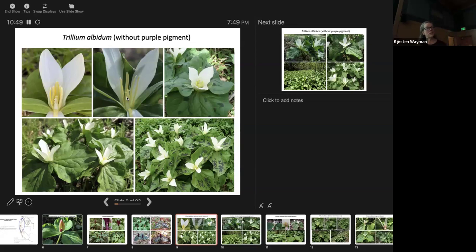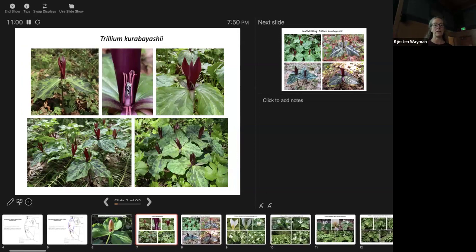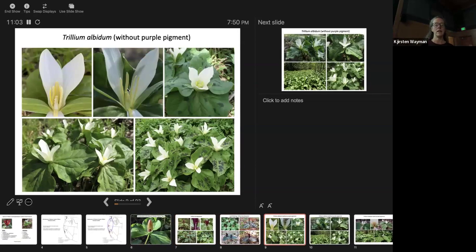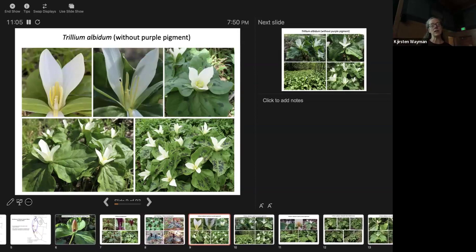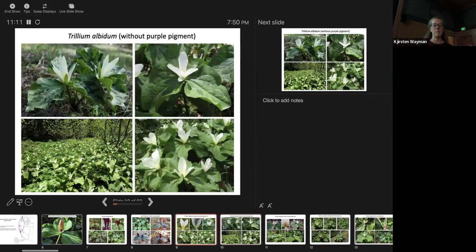One thing you notice in terms of the orientation is that the stamens don't touch the ovary. They're kind of splayed out from the ovary. And that's to be distinguished from Trillium kurobayashii, where the stamens are pressed against the ovary. So that's one difference there. Also, the height of the stamens is about twice that of the ovary. So that's another distinguishing feature there.